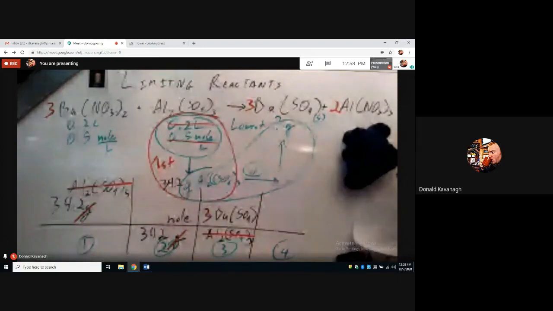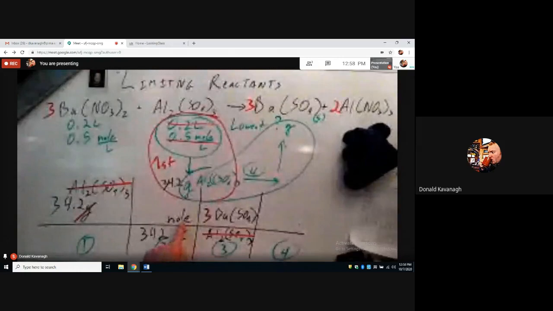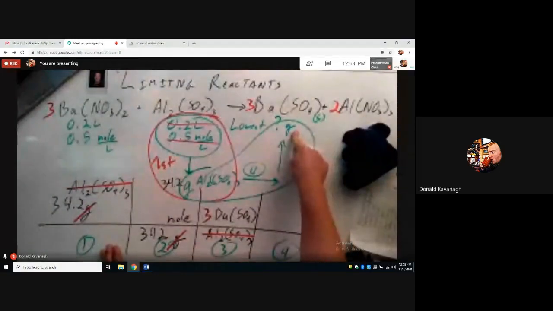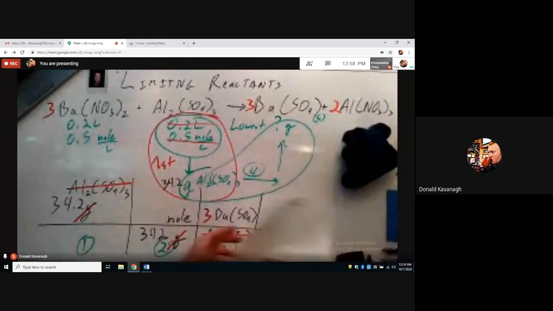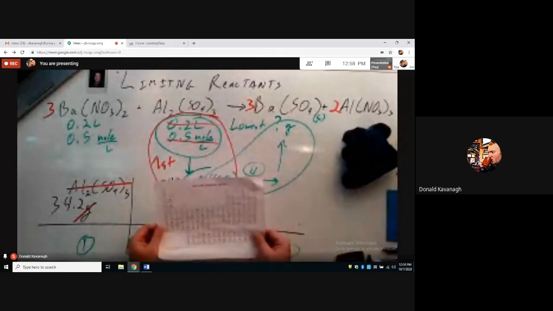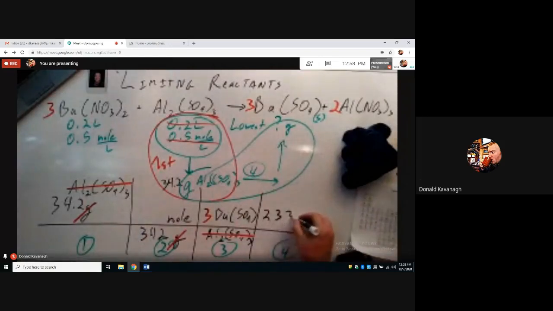Right now, if we were to pick up our calculator, your answer would be in moles of barium sulfate, because those are the only words that aren't crossed out. We need to get to grams. So in going from grams to moles or moles to grams, we add up the formula from our periodic table: 1 barium, 1 sulfur, 4 oxygens. That number is 233 grams per mole.